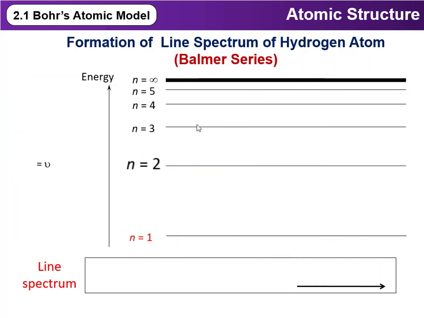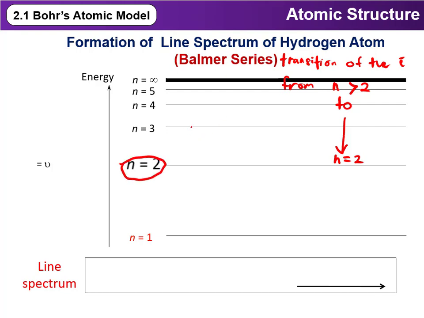Let us look at Balmer series. So what is meant by Balmer series? Balmer series means the transition of the electron from n more than 2 to n 2. Here. So any transition, let's say from 3 to 2, any transition of the electron. Electron drops from 3 to 2 or 4 to 2, 5 to 2, and so on. So any transition that electron drops from n more than 2 to n2 is what we call Balmer series.